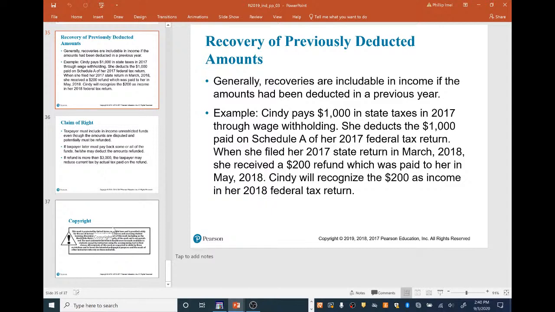Cindy pays 1,000 in state taxes in 2017 through wage withholding. She deducts the 1,000 paid on Schedule A of her 2017 federal tax return. When she filed her 2017 tax return in March 2018, she received a $200 refund, which was paid to her in May of 2018. So in this case, Cindy is going to have to recognize that $200 as income in her 2018 federal tax return. If too many taxes were withheld from your check the previous year, and you deducted that on your return, and then in the following year you got some of that back, then you have to include that as income, pretty much is what that's saying.